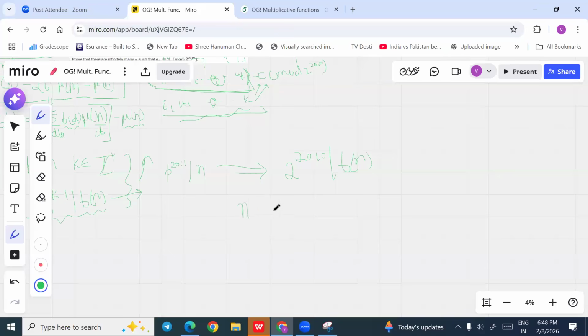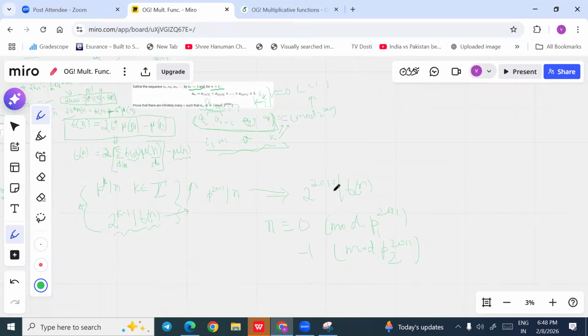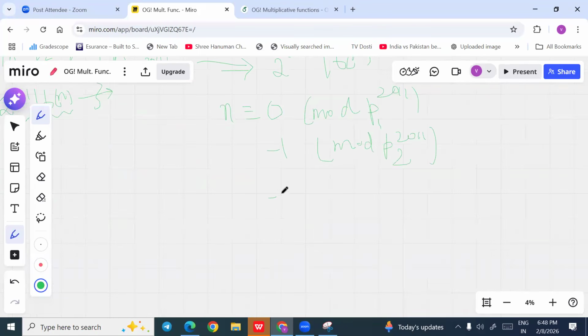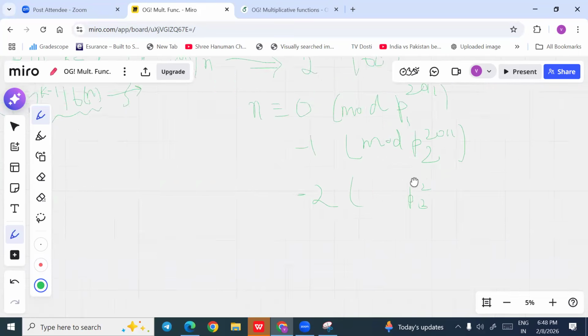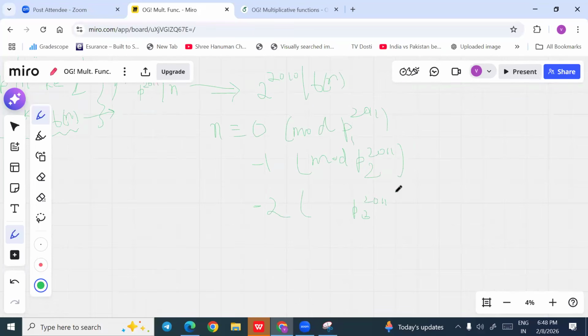So if I choose, say, n to be 0 mod p1 to the 2011, minus 1 mod p2 to the 2011, and since there are infinitely many primes I don't care, I'll keep on choosing, and minus 2 mod p3 to the 2011, and so on.